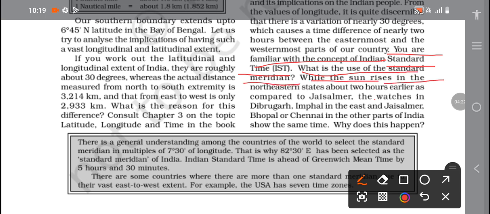the watches in Dibrugarh, Imphal in the east, and Jaisalmer, Bhopal, Chennai in the other parts of India show the same time. Why does this happen?